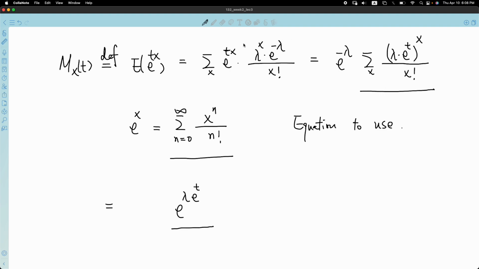Let me reiterate. This is the moment generating function we want to evaluate, and then we come up with this term. We see that there's an infinite sum, and we know this is a known result. I'm going to use the expression of this to replace this part, and then we end up with this one. Do you agree with that, or do you have any questions or comments?